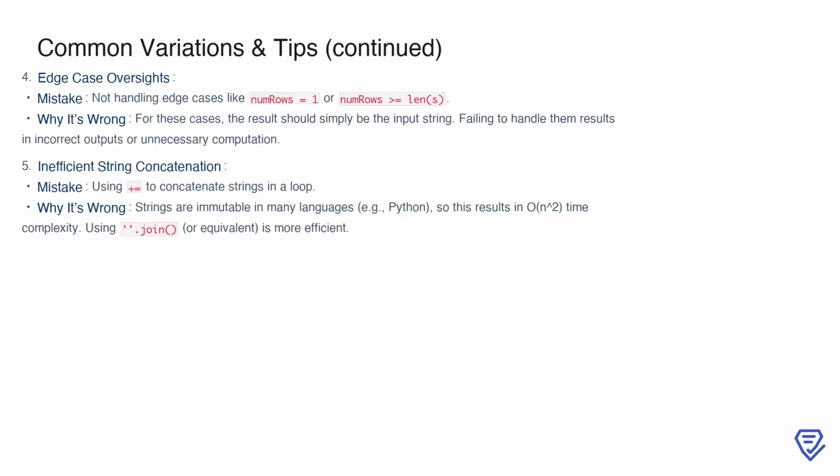Another area where mistakes are common is in handling edge cases. For example, when the number of rows is 1, or when the number of rows is greater than or equal to the length of the string, these scenarios require special attention. The expected result in such cases is simply the input string, so failing to account for these can lead to incorrect outputs or wasted computation.